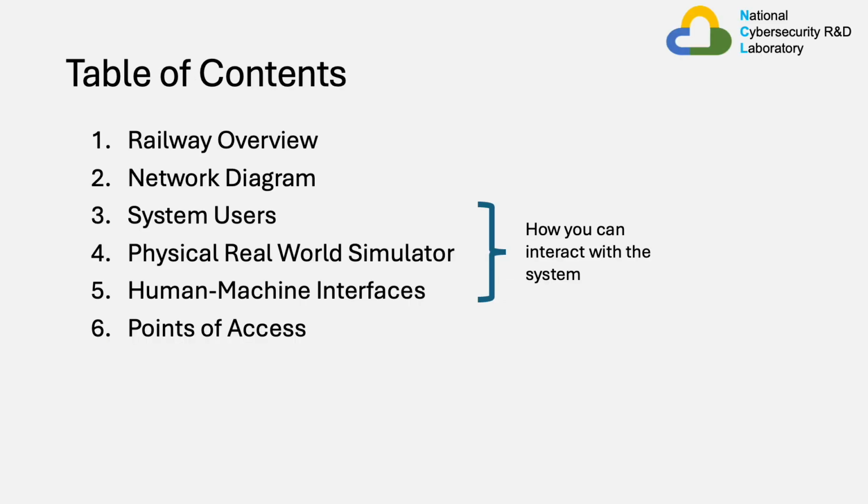Now, let's look at what we'll be covering in this video. Firstly, we'll be looking at a top-down view of how the railway system works and how it is constructed. Next, we'll be looking at the network diagram to see who the users of the system are and what VMs exist in the system. We will then go through the different interfaces, or rather human-machine interfaces, that are being used by the system users. Lastly, we'll be going through the points of access that are available to you and how you can start interacting with the system.